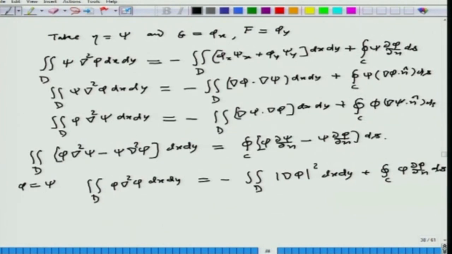We can go to higher order integration by parts also. If we take q equal to 0 and p equal to g phi_x minus, sorry, g eta_x.